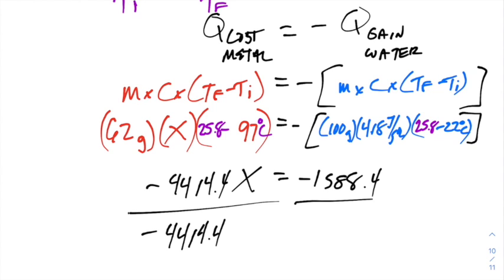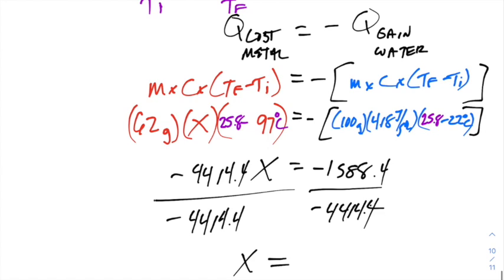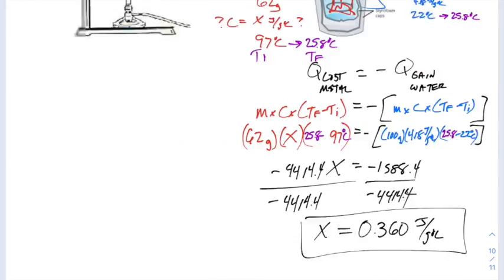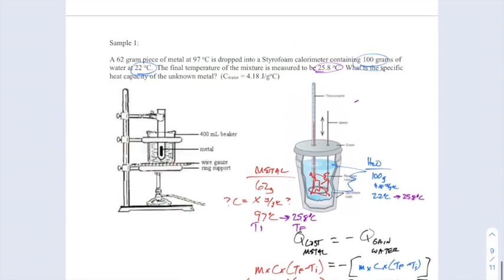Now I divide this by 4414.4, and if you hadn't had those negative signs in there, you would have ended up with a negative number, which won't make any sense. So 1588.4 divided by 4414.4 looks like I'm getting a value of 0.360 joules per gram degree Celsius. So that was a long way to go for these problems.